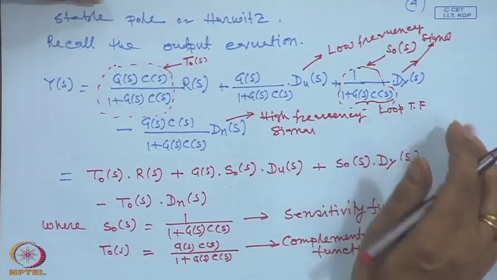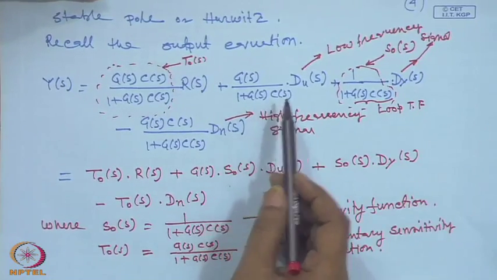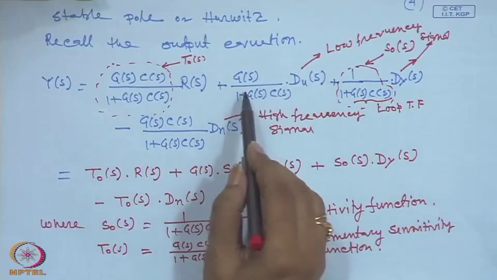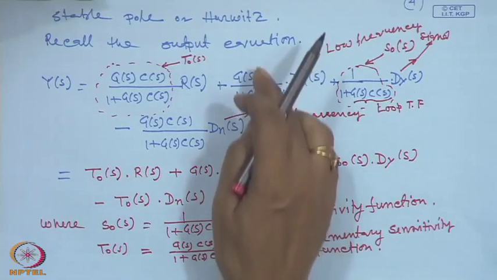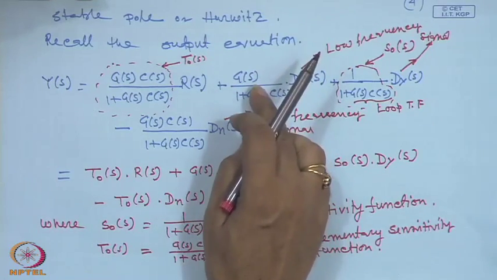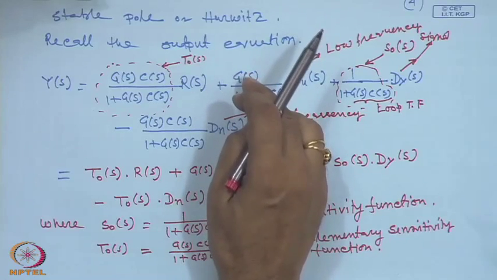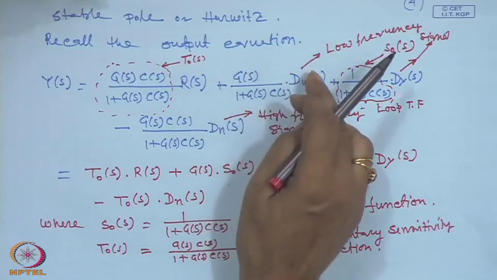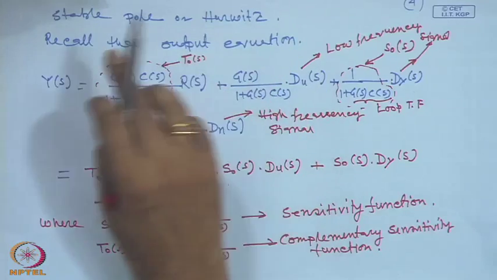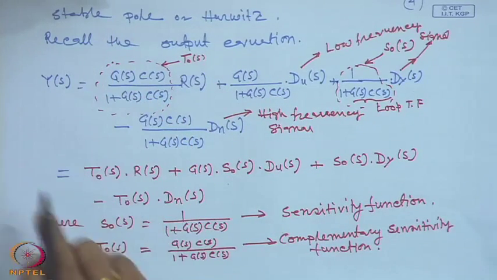And here also you can see, this is a low frequency signal. Now, you see this thing: 1/G(s) is small, and G(s) is a strictly proper transfer function. The effect of D_u also will be small at the output.